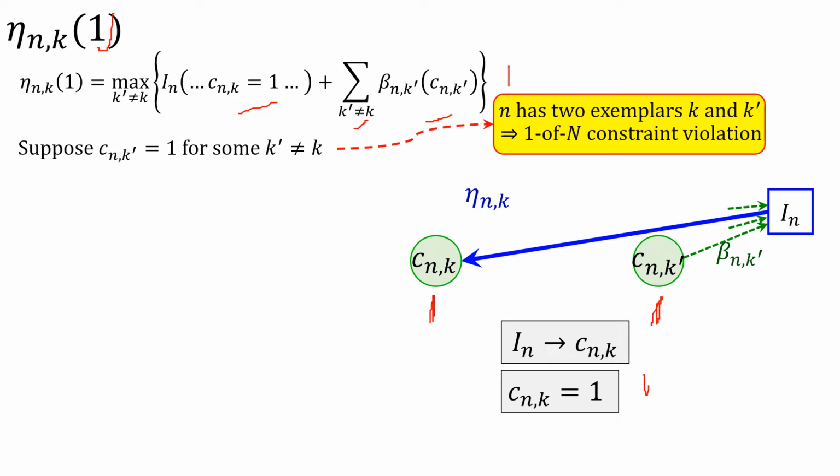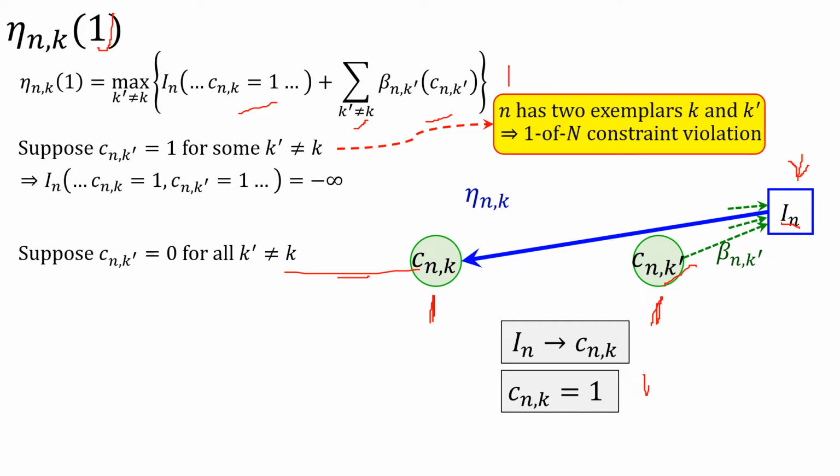So that's a constraint violation, because cnk equals 1 implies that k is the exemplar of n, but when this is also 1, it means that k prime is also an exemplar of n. So n has two exemplars, k and k prime. This row corresponds to point n, right? So this is a 1 of n constraint violation. Whence in will be equal to negative infinity, because for any constraint violation, in has to be negative infinity. If there is no constraint violation, then in will be 0.